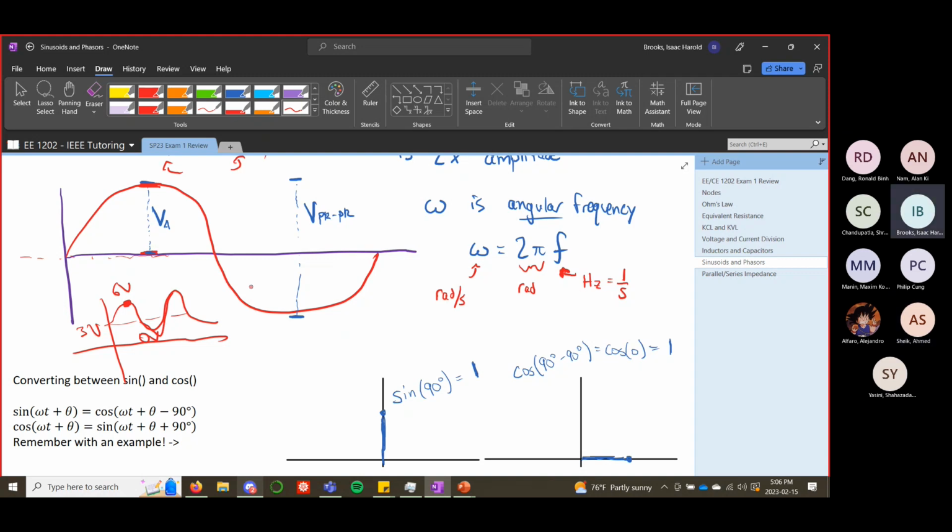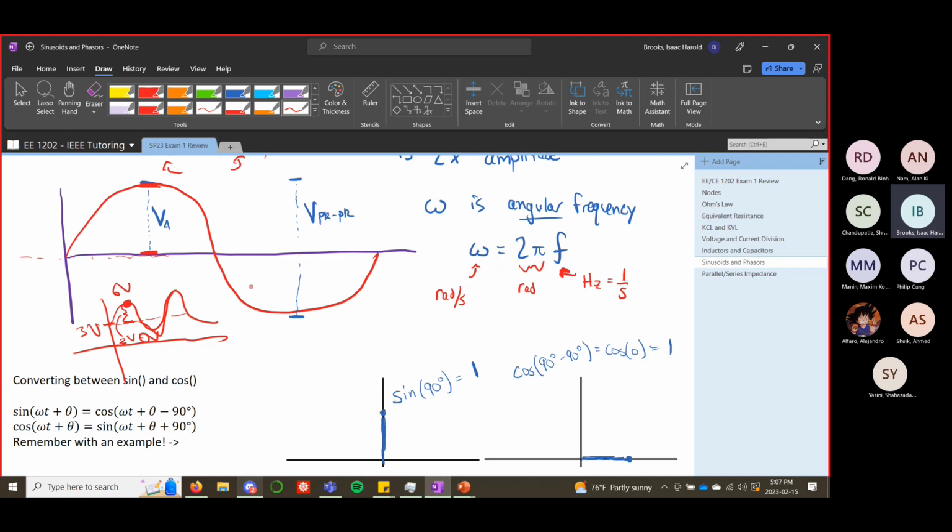The maximum voltage would be 6 volts, but that's not half of the peak to peak. It's because it's biased at 3 volts. So this magnitude here is 3 volts, but the peak to peak would be 6. If you're looking from the middle of the sine wave up to the top, that's always going to be the amplitude of oscillation. And the peak to peak is always going to be double of that if it's a pure sine wave, right?